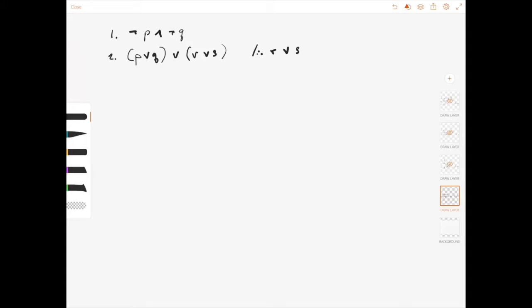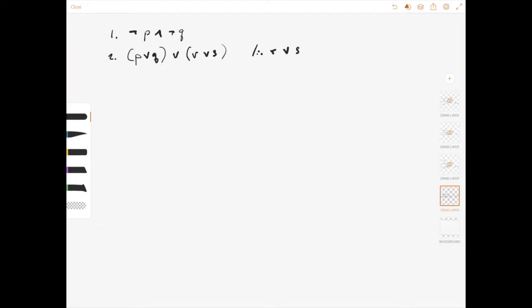In this tutorial, I work several proofs for you that include both inference rules and equivalence rules. So let's start with the proof you see here. Line 1 is not P and not Q. Line 2 is P or Q or R or S. And the conclusion we are trying to derive is R or S.